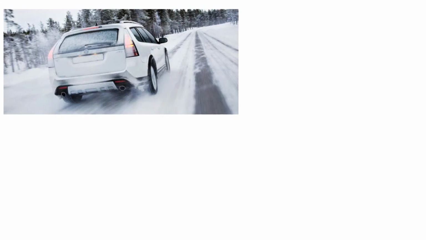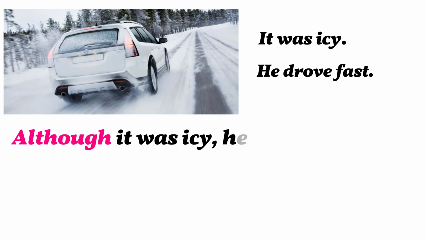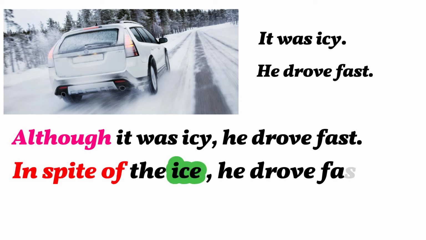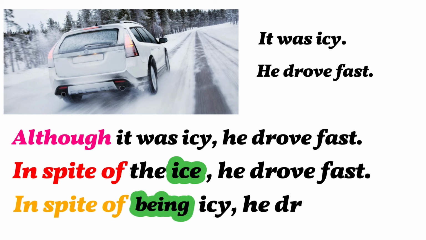Another situation. Look at the picture. It was icy. Look at the road. He drove fast. That's risky, isn't it? We join by saying, although it was icy, comma, he drove fast. With in spite of, once again we said it's noun or ing form. So in spite of the ice is a noun, comma, he drove fast. Or in spite of being icy, being is the verb with ing form, comma, he drove fast.